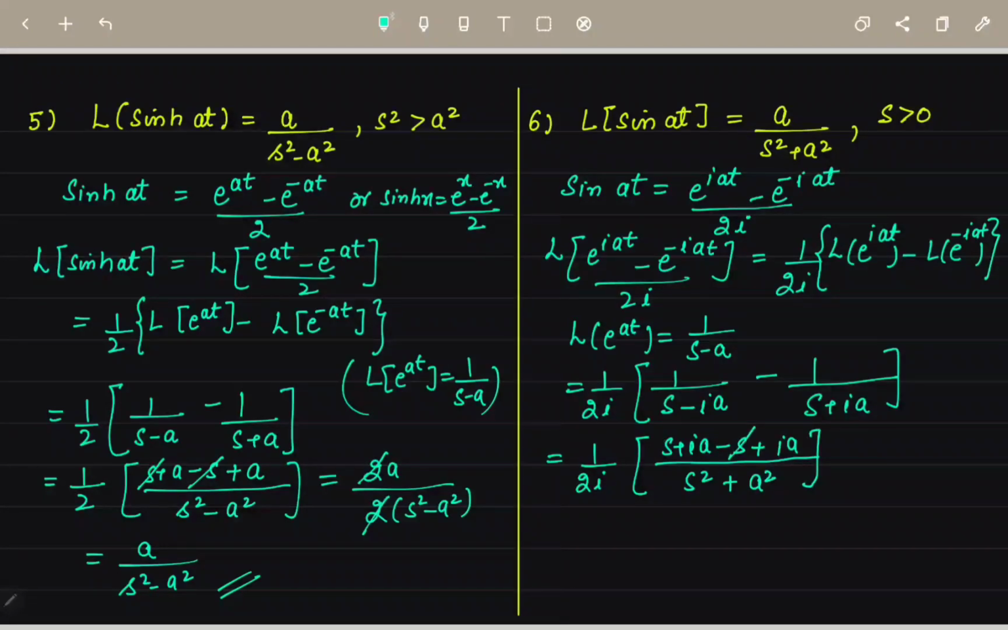So now minus s and s get cancelled out. So we have 2 times iota a divided by 2 iota into s square plus a square. So now 2 and 2 get cancelled, iota and iota get cancelled out. So we have a divided by s square plus a square. So this is the answer.